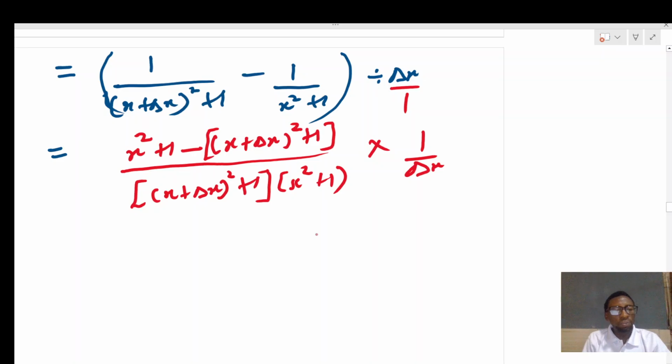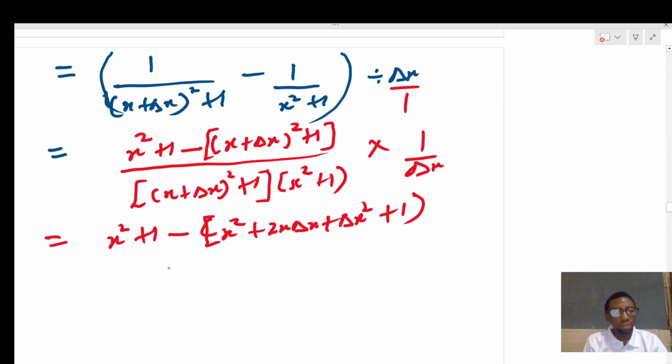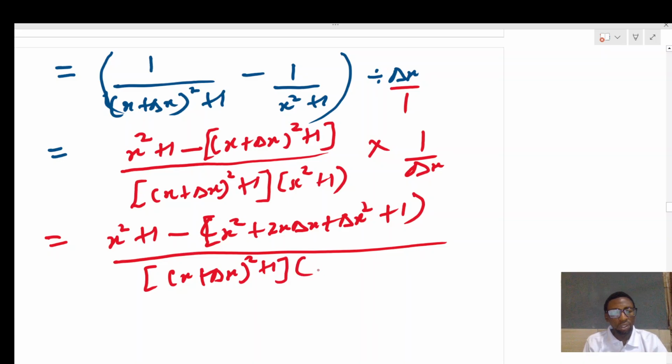So here we have x squared plus 1 minus, open the bracket. Let me expand this one, x plus delta x all squared. We have done the expansion before, you can check above. The expansion is x squared plus 2x delta x plus delta x squared, then plus 1, divided by, let me still put in square brackets, x plus delta x all squared plus 1, then bracket x squared plus 1, then delta x.